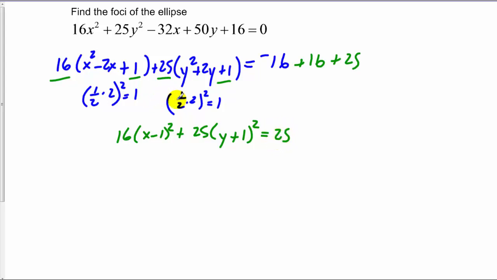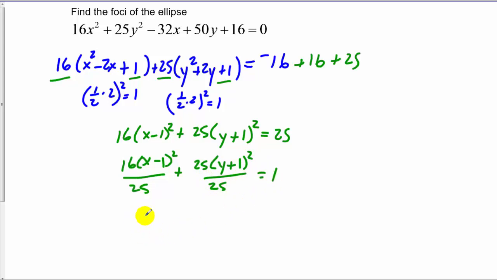So from here we're going to set this equal to 1. I divide and I get 16 times x minus 1 squared over 25 plus 25 times y plus 1 squared over 25 is equal to 1. Clean this up, put it in the appropriate form. X minus 1 quantity squared over 25/16 plus y plus 1 quantity squared over 1 is equal to 1.